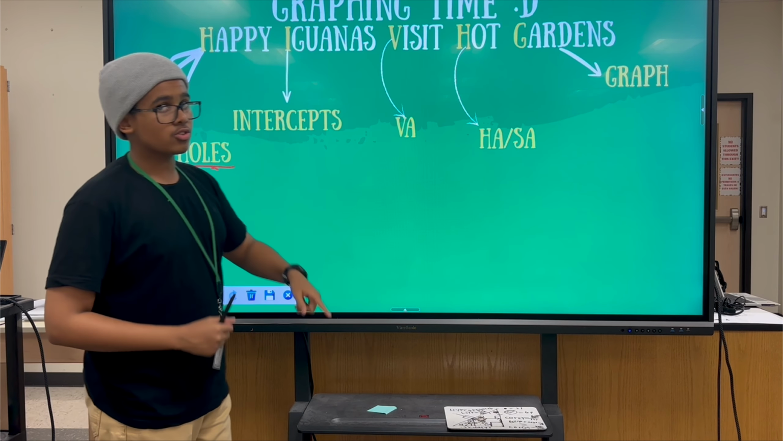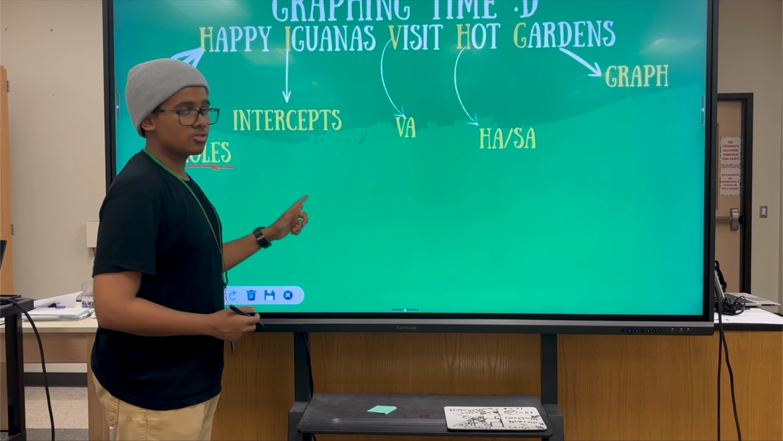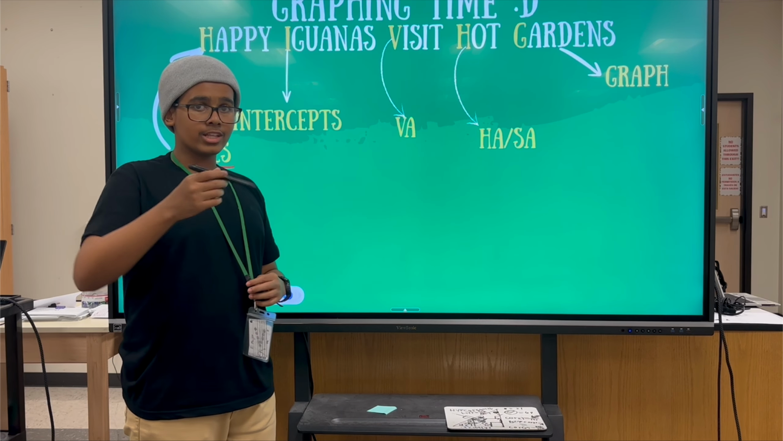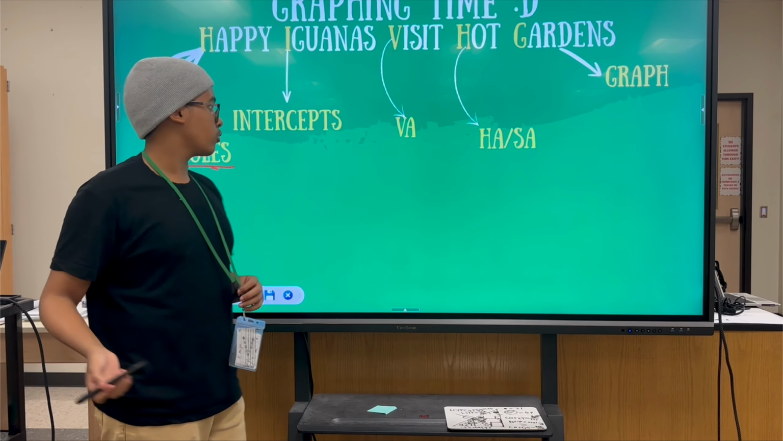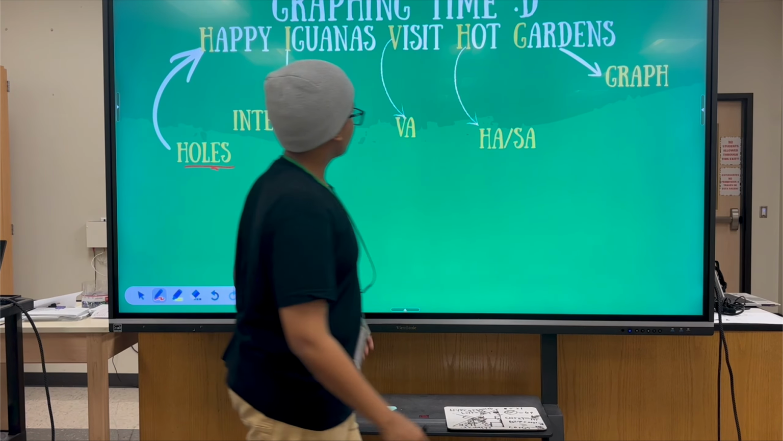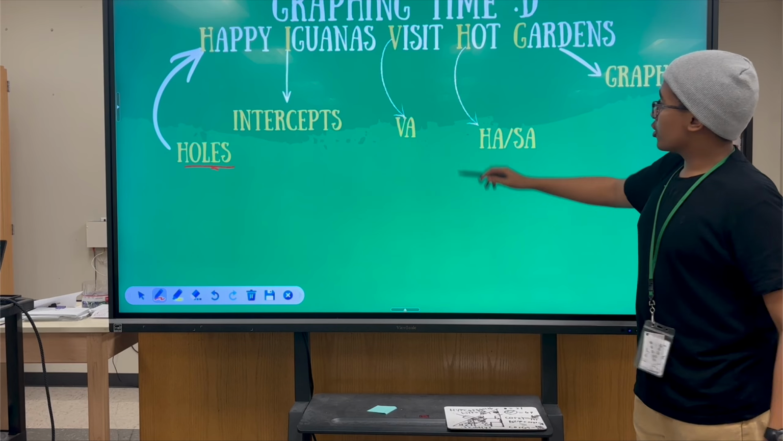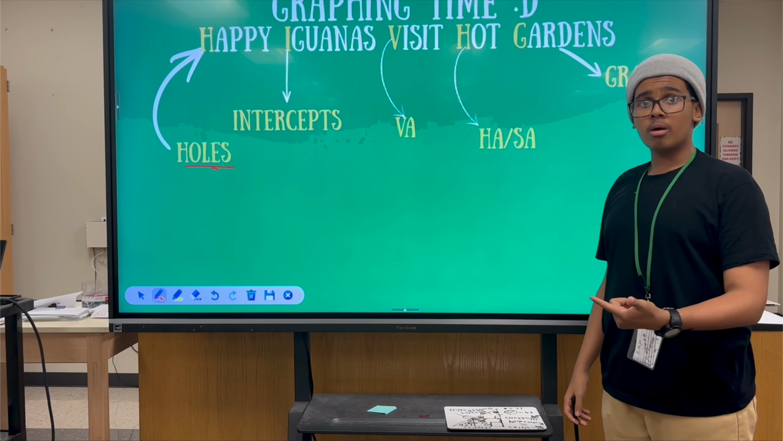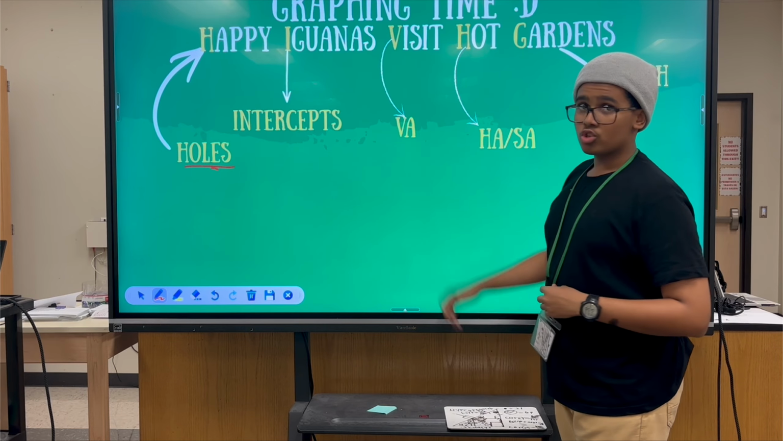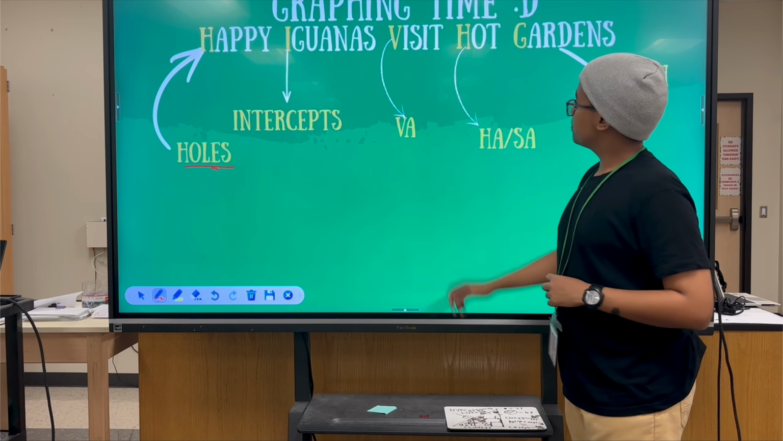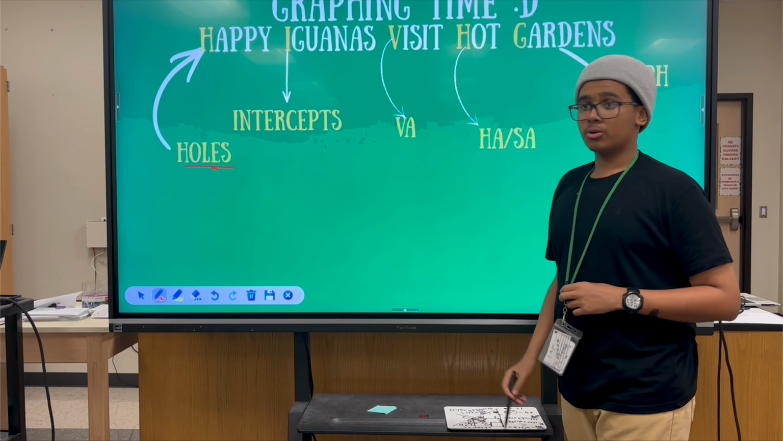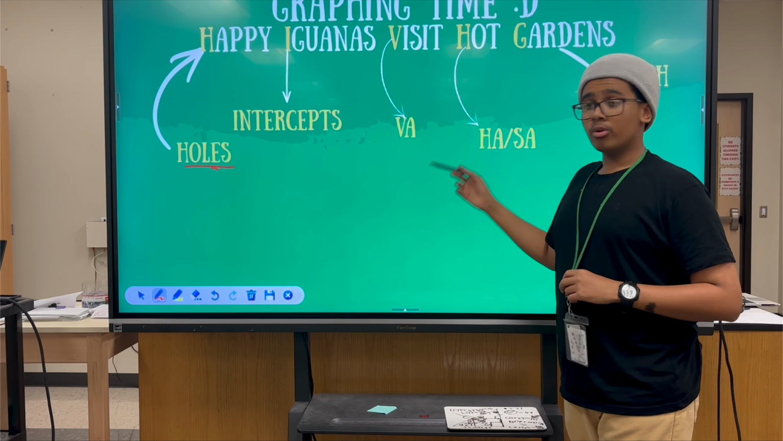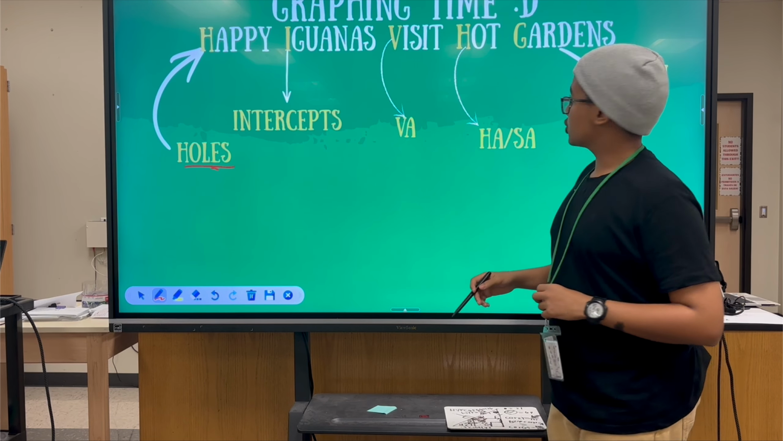Second, find your intercepts. Finding the x-intercept and the y-intercept is key because it guides you to where the general direction of the graph will be. Thirdly, you have the vertical asymptote. You set the denominator equal to 0, solve for the root of that function, and you find your vertical asymptote. That is also key because it's one of the most important parts of your rational function.